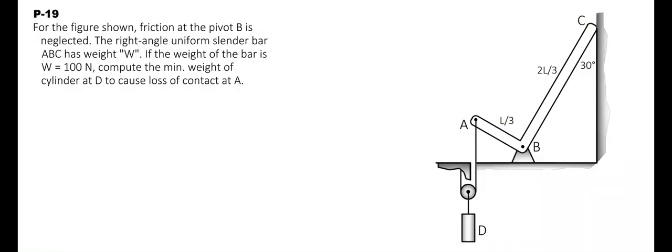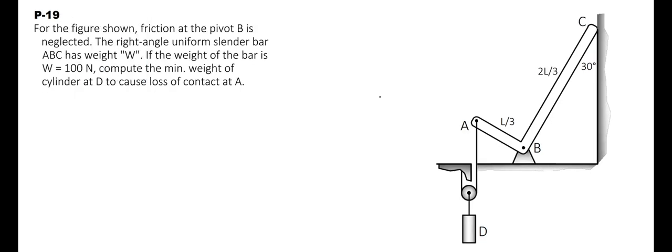In this problem, we are given the figure shown. Friction at the pivot P is neglected. The right angle uniform center bar ABC has weight W. If the weight of the bar is 100 newtons, we are tasked to compute the minimum weight of cylinder at D to cause loss of contact at A.